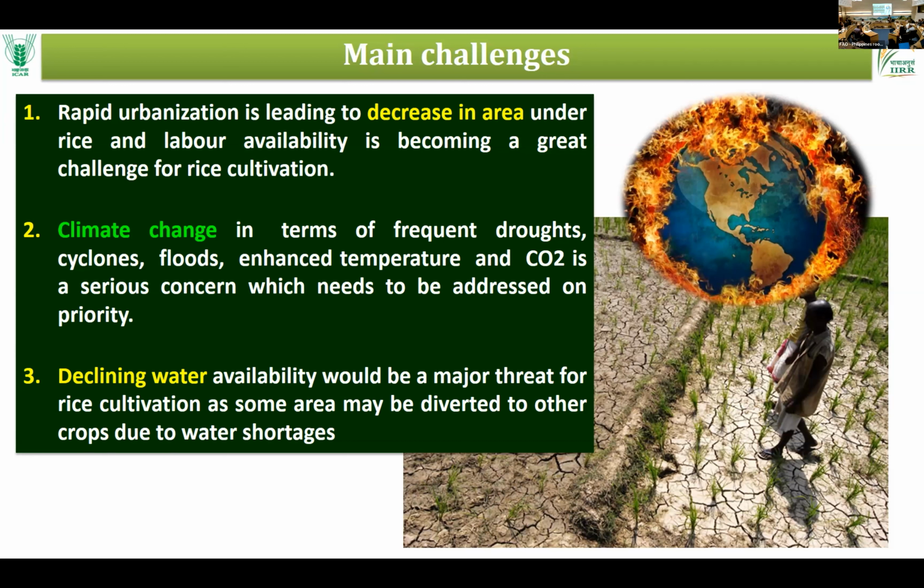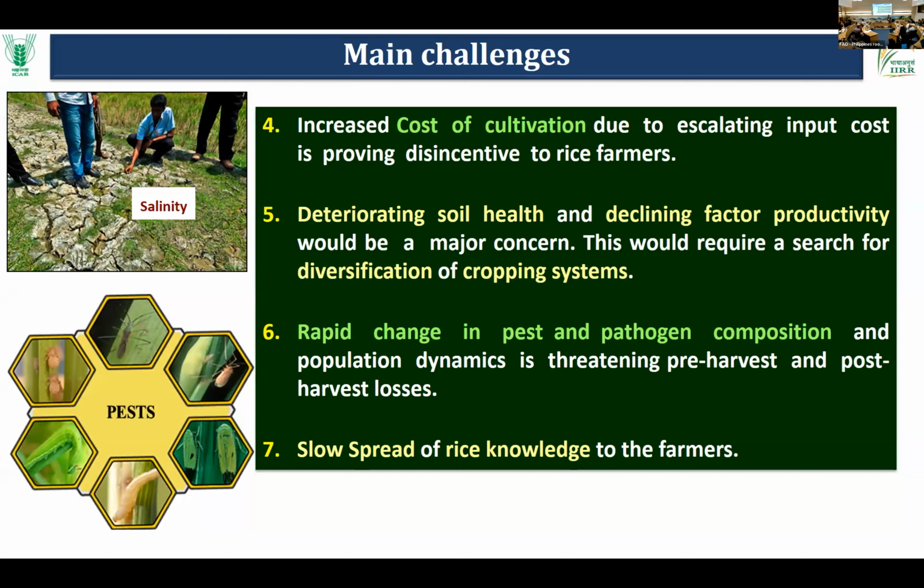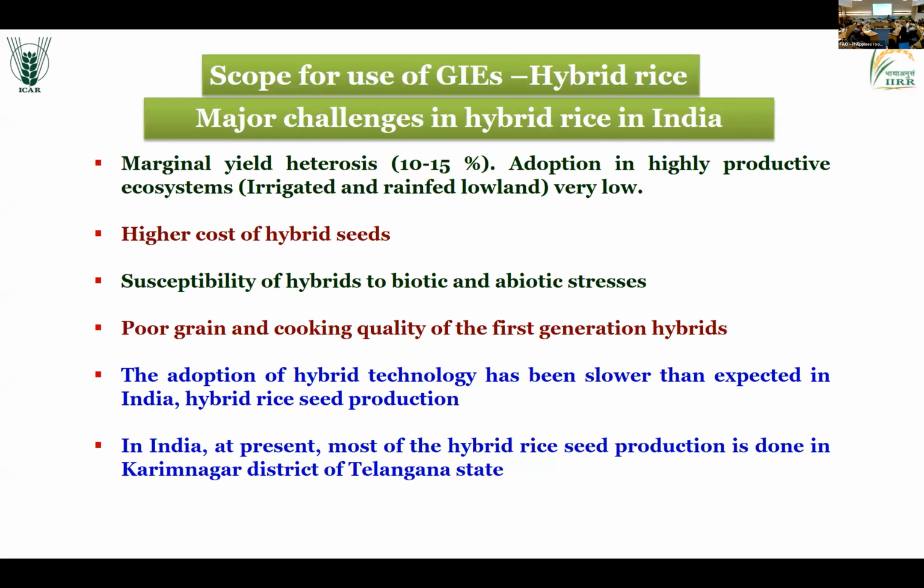That's the reason we are shifting from irrigated rice to DSR, direct sown rice. And the cost of cultivation is increasing day by day. Then poor soil health. Next is the changing pest and disease pattern; it keeps on changing. Then the knowledge is not reaching farmers. It is very slow. Though we develop many varieties and hybrids, it takes a lot of time to reach farmers. These are all things we need to address.